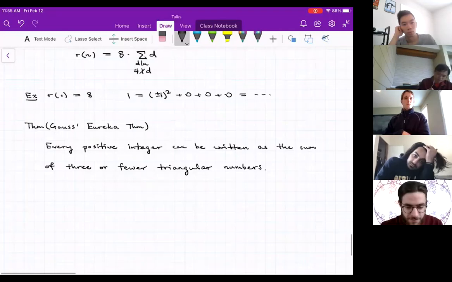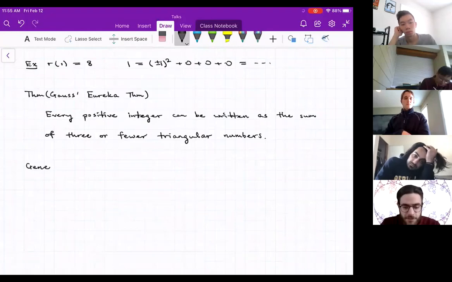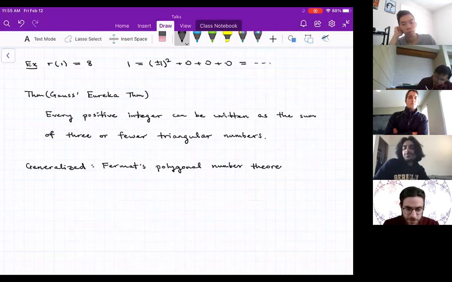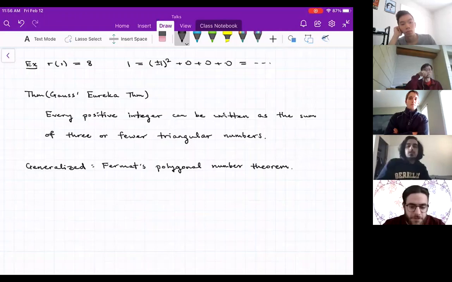And in fact, this can be generalized further to something called Fermat's polygonal number theorem. Gauss's theorem is about triangular numbers, but you have squares, and you can define pentagonal numbers and so on, n-gonal numbers, by arranging points in some configuration, like a regular n-gon, and then adding more and more points.